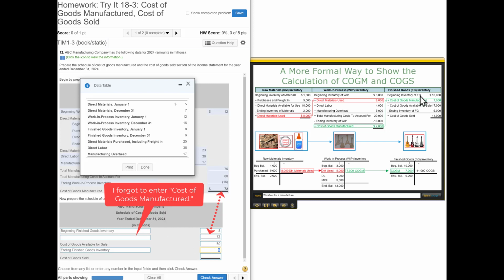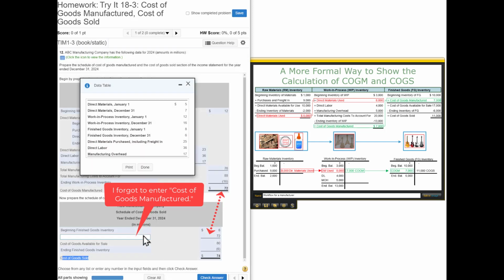Remember, this finished goods account are goods that are finished but not yet sold. So we had 80 million available to sell. We ended up with only 6, therefore we must have sold the difference, 74. So our cost of goods sold is 74 million. So then when they go to create their income statement, they would take the 74 million and use it for their cost of goods sold calculation.